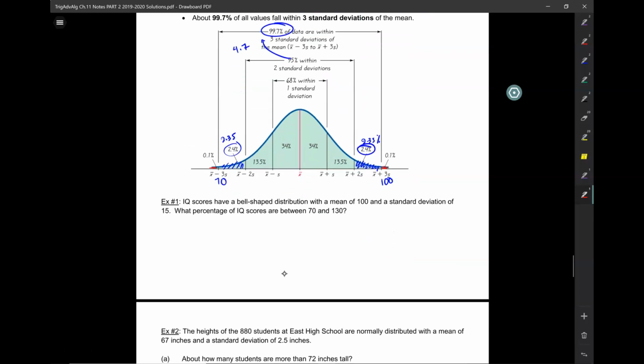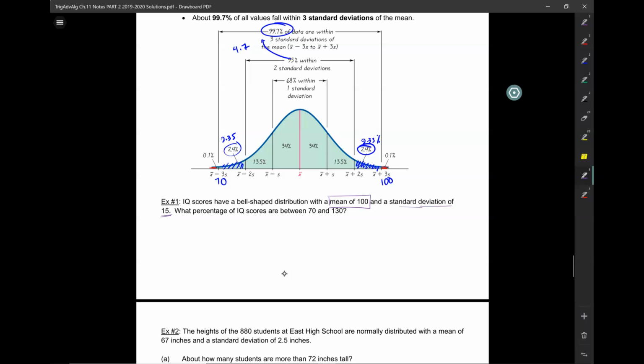So let's do a couple of examples here. All right. IQ scores have a bell-shaped distribution with a mean of 100, so that's important, and a standard deviation of 15. What percentage of IQ scores are between 70 and 130?